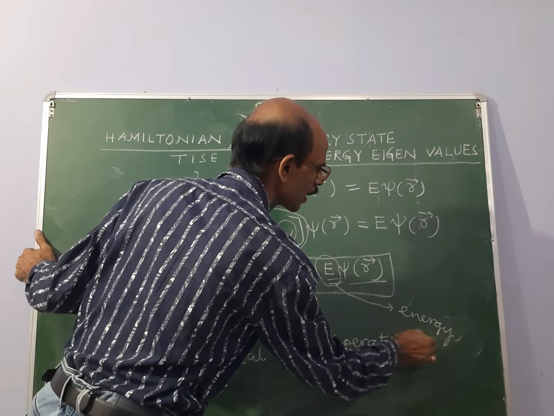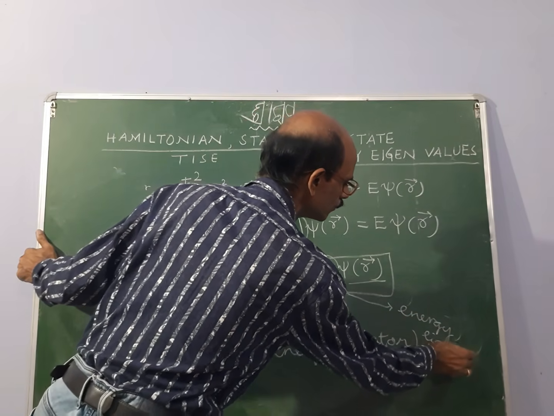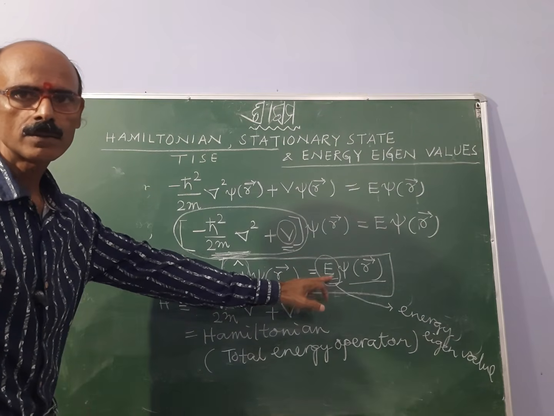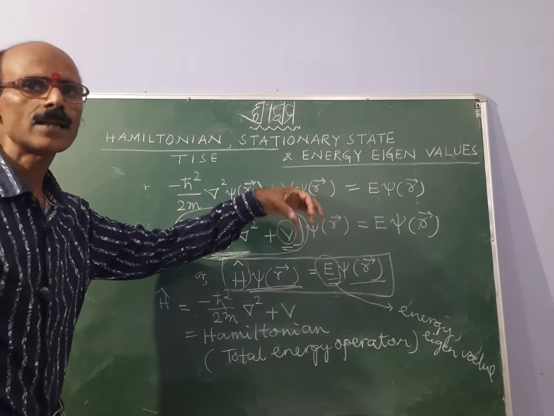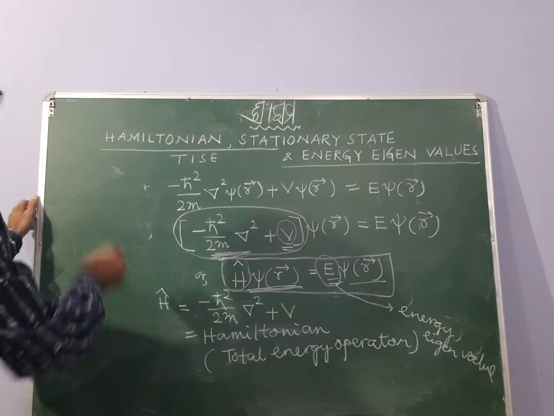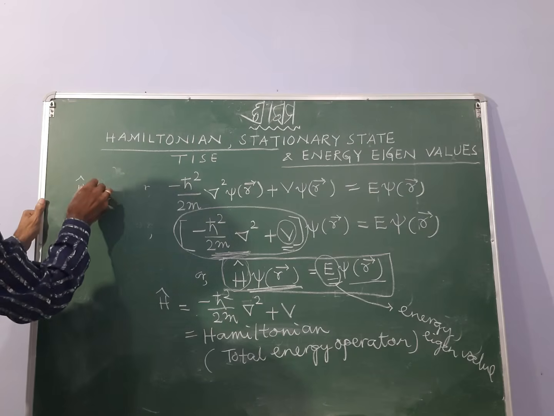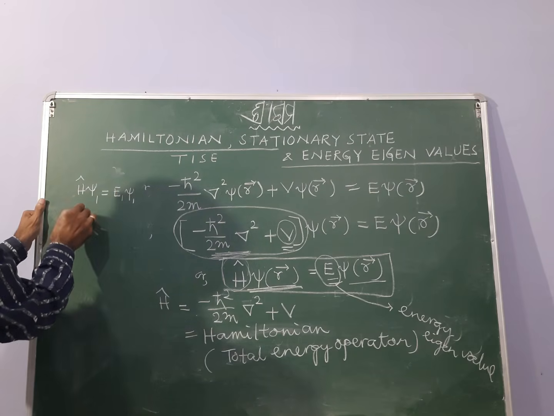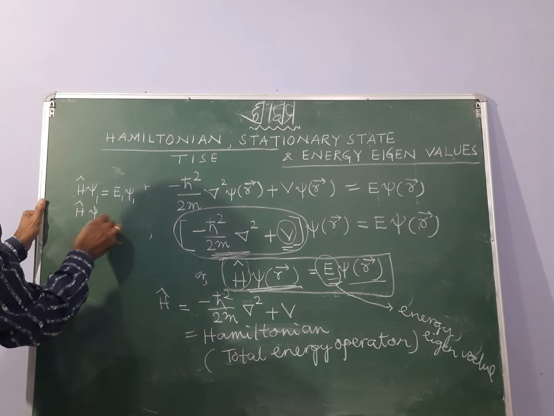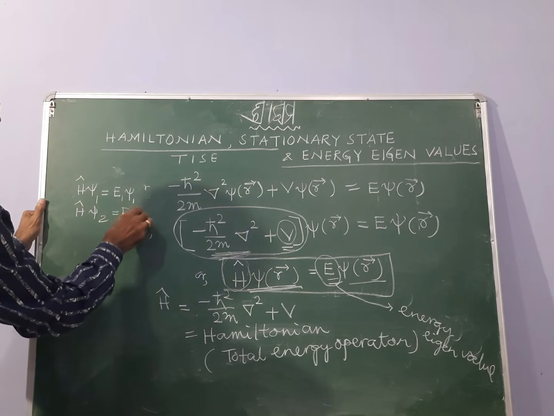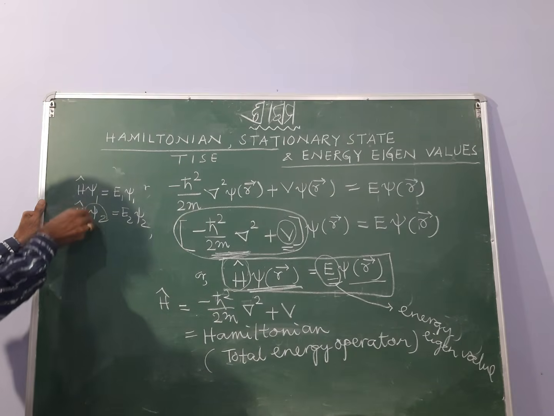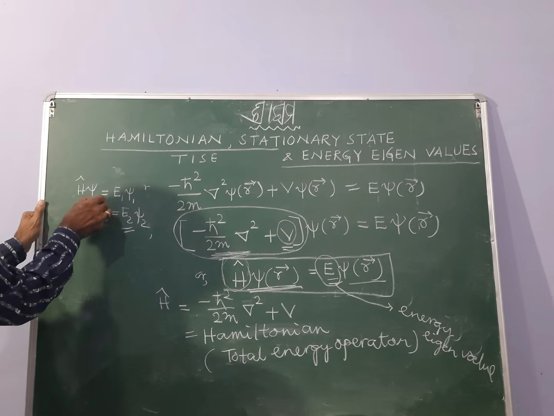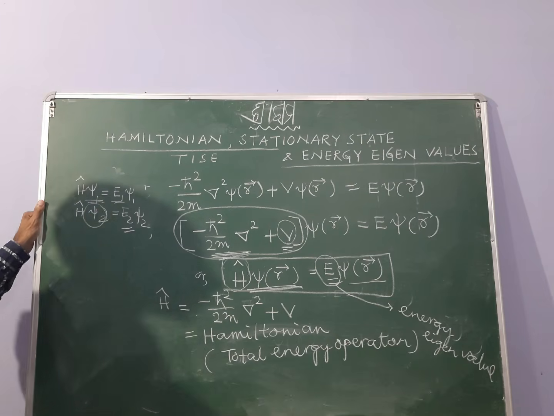Energy eigenvalue for a particular quantum state represents the energy of that state. That means if I write H psi 1, then it will be E1 psi 1. If it is H psi 2, then it is E2 psi 2. That means for quantum state psi 2, this is the energy eigenvalue. For quantum state psi 1, it is the energy eigenvalue.